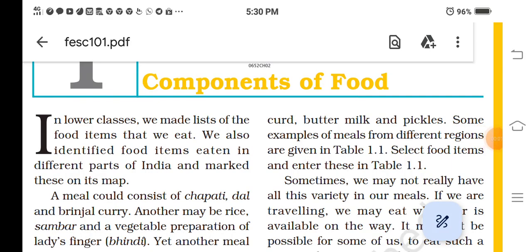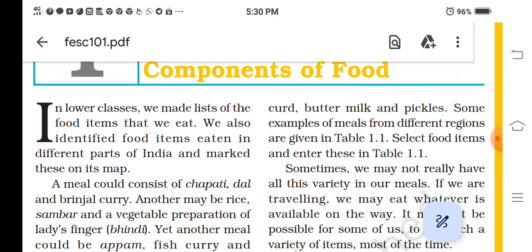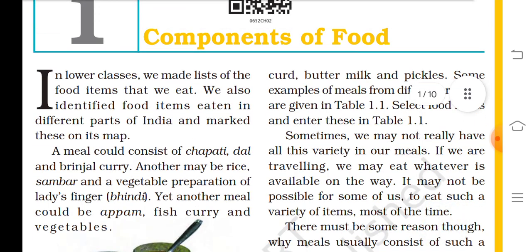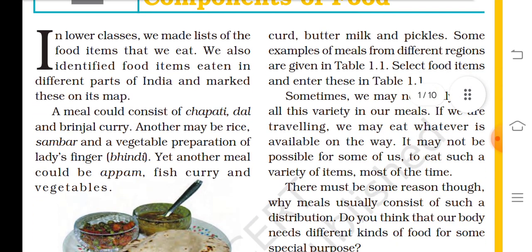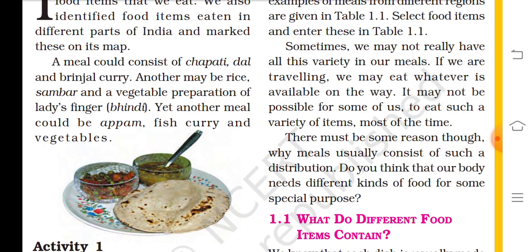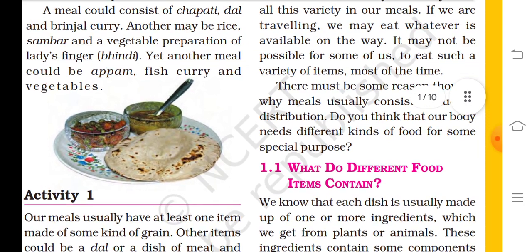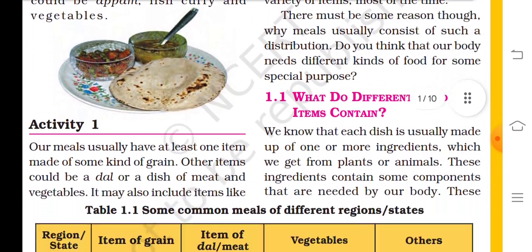Food. In lower classes, we made a list of the food items that we ate. We also identified food items eaten in different parts of India and marked these on its map. A meal could consist of chapati, dal, brinjal curry. Another may be rice, sambar, and vegetables. Preparations of lady finger, or yet another meal could be appam, fish curry, and vegetables.